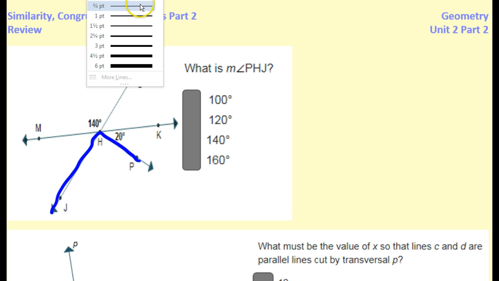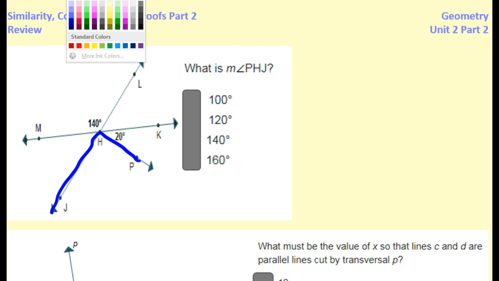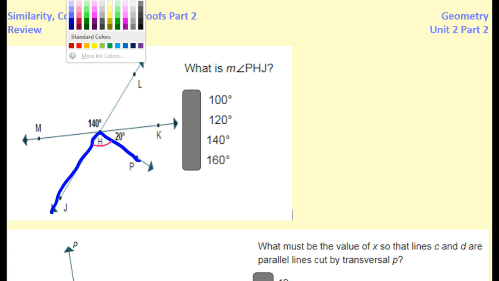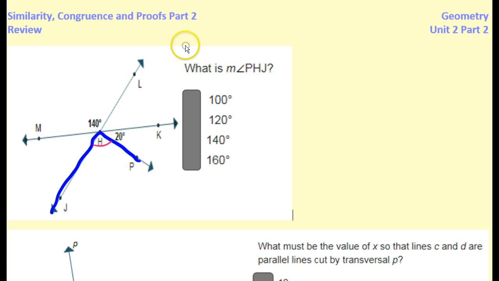Okay, and that ink is a little too thick, so I need to calm that down real quick. Alright, so this is what we're trying to find. So what are we going to do? Well, here's one thing. If you adjust your eyesight just for a minute. In fact, quick side concept.